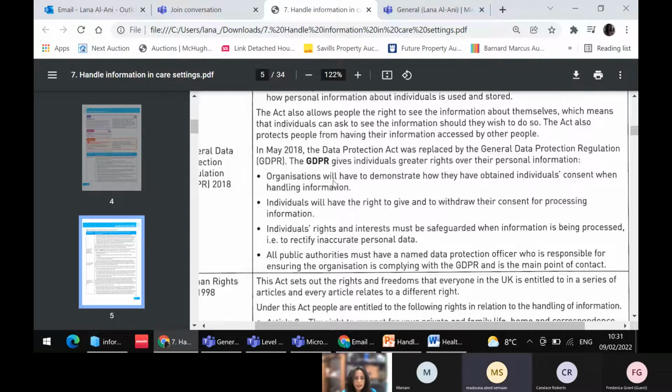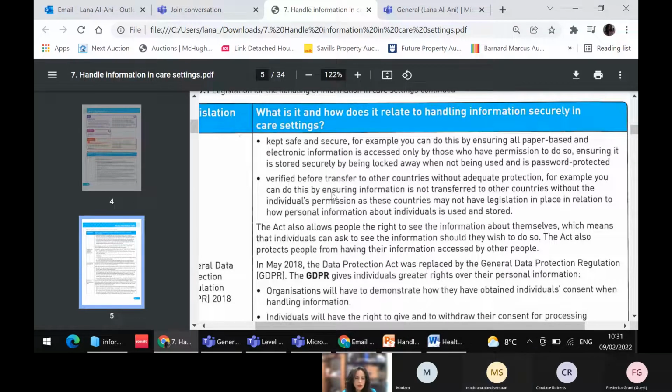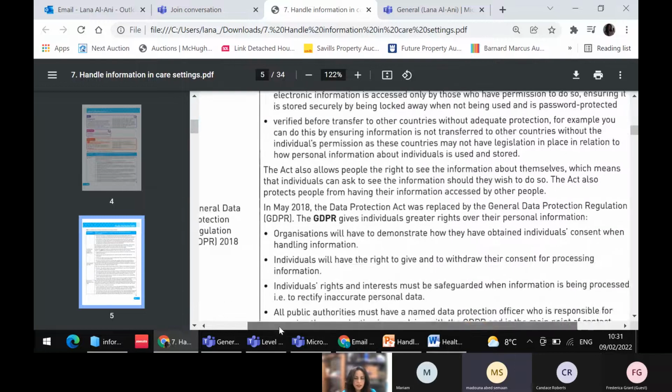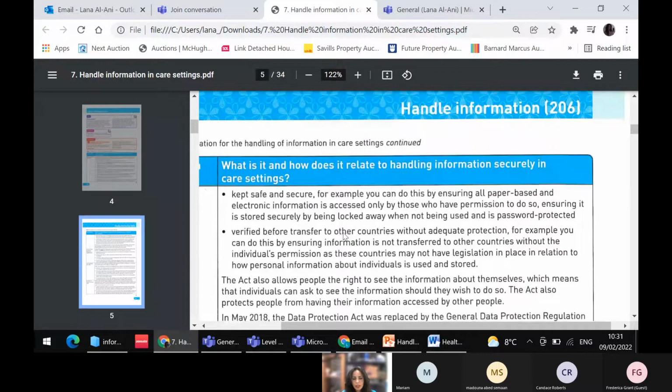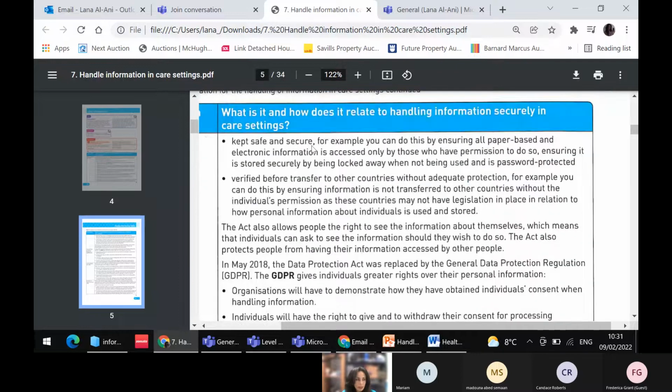So here, this legislation is not too far off the first one we checked. This is called the General Data Protection Regulation 2018. This is what it is all about. First of all, the information should be kept safe. So if we have paper-based information, we should lock it in a cupboard. And if we have it on computer, we should have a password, like Candy said.